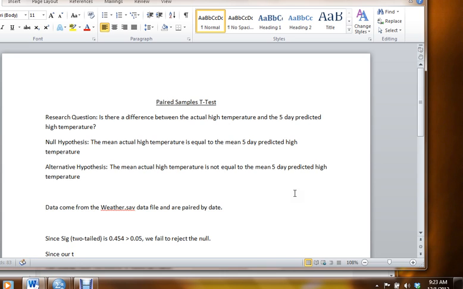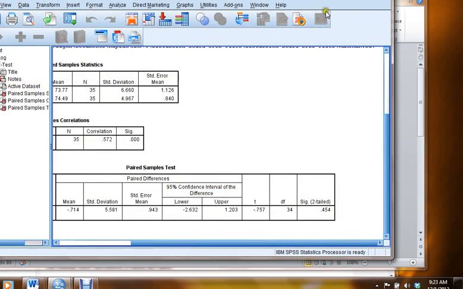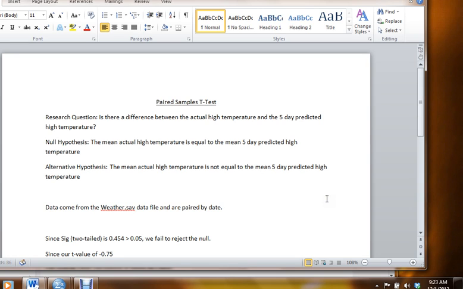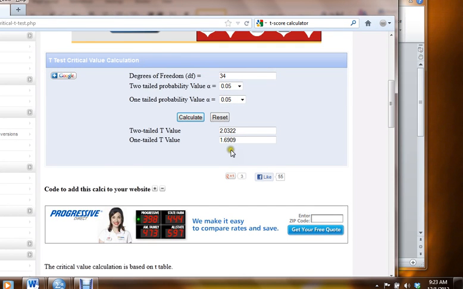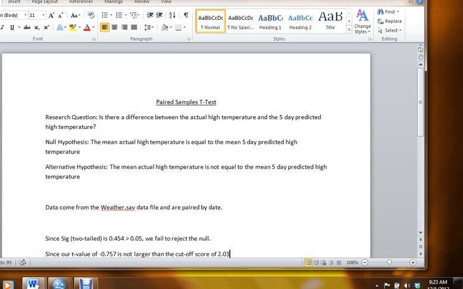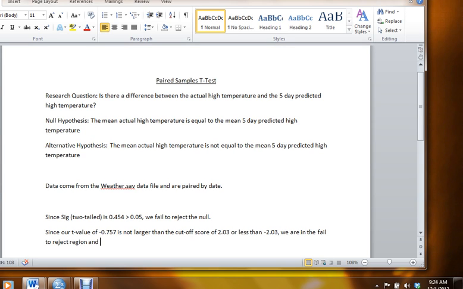Or we could also rewrite this as: since our t-value of minus 0.757 is in between, is not larger than the cutoff score of 2.03, we are in the fail to reject region, and again we cannot reject the null hypothesis.